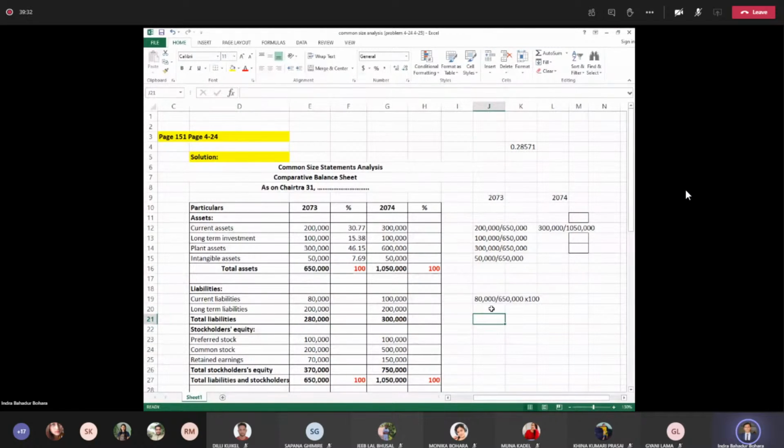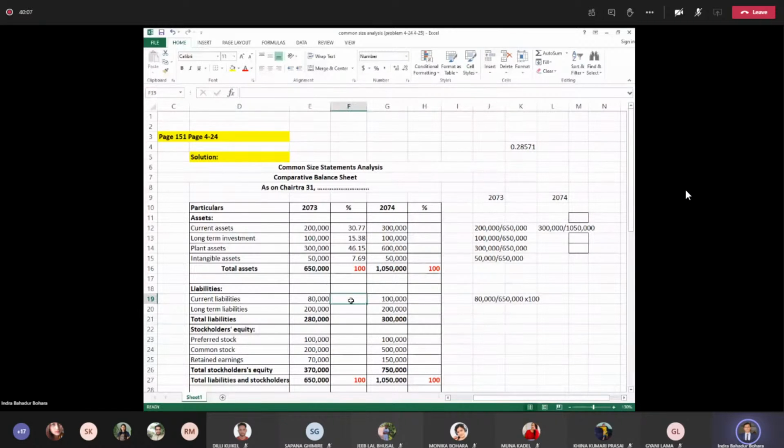Now, similarly, you calculate the percentage of current liabilities. I had already told you, if you are given different components under the current liability heading, and different long-term liabilities like bank loan, mortgage loan, debenture, and bond, you should calculate the percent of each and every component of the liabilities heading also. And similarly, under stockholders equity, there are mainly preferred stock, common stock, and retained earnings. So we should calculate the percentage of each and every component there.